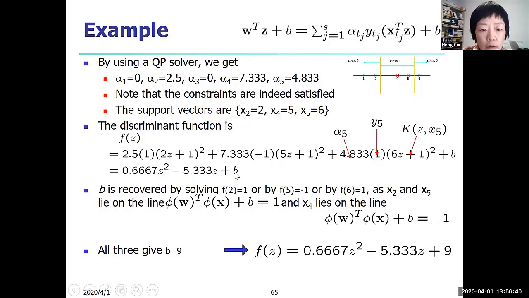We know those support vectors are sitting on the boundary lines. So we know the boundary line equation is this for the positive class, and the other is for the negative class. And we can plug in our x2 to this function to find b. We can do any of those, 5 or 4, they're going to give us exactly the same result, and we find b is 9. This gives us the final discrimination function.